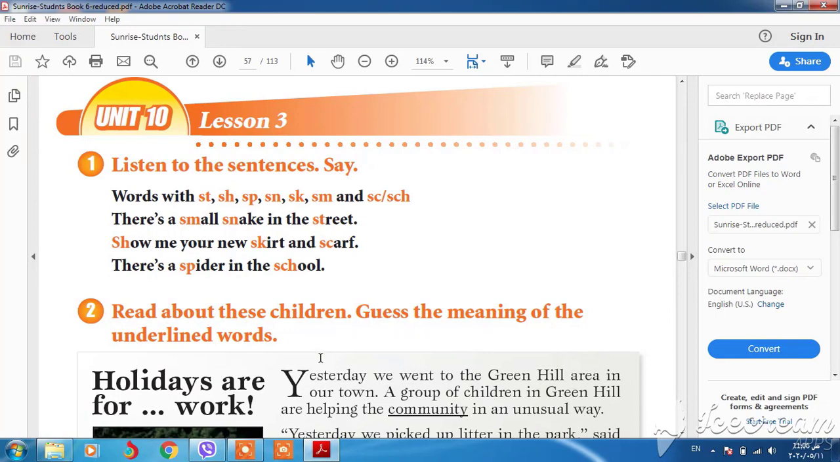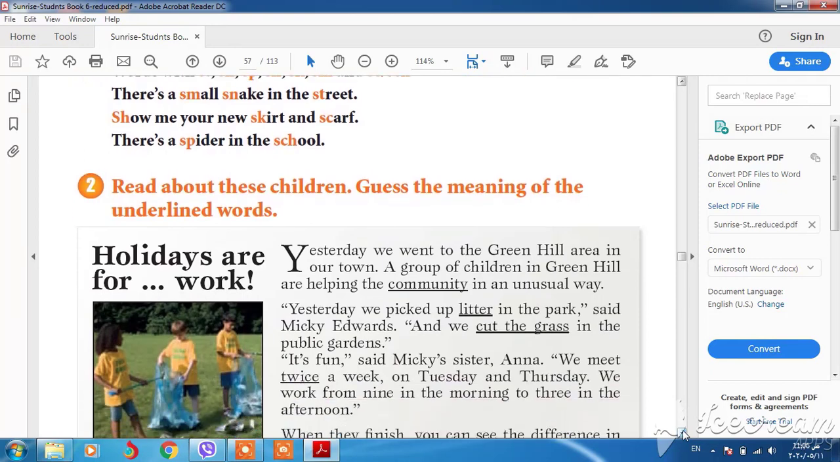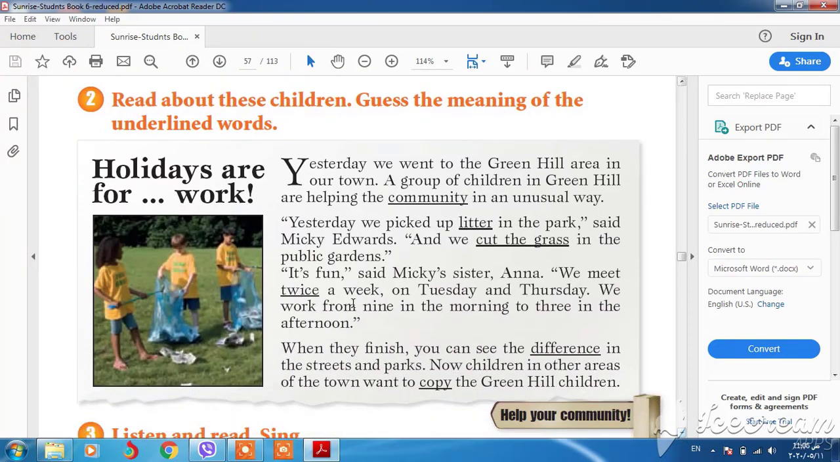We have some different sounds, okay? Focus on the s sound. If we have s with h, it will be sh. You know that. And this paragraph is about what? This paragraph is about the Green Hill. They are a group of children helping the community, and they picked up the rubbish to be cleaned.